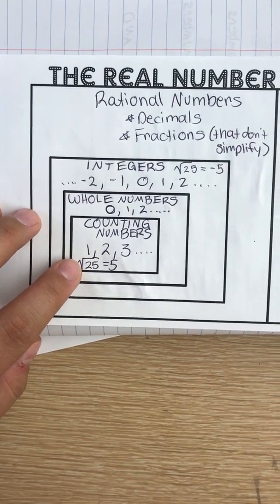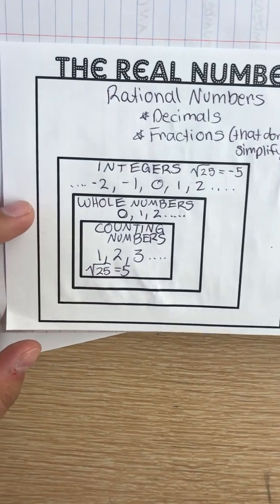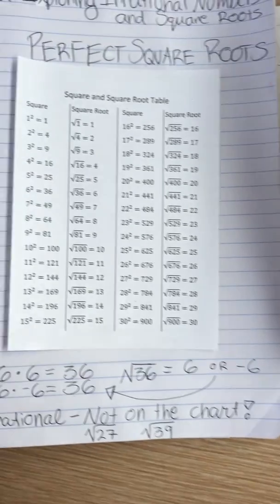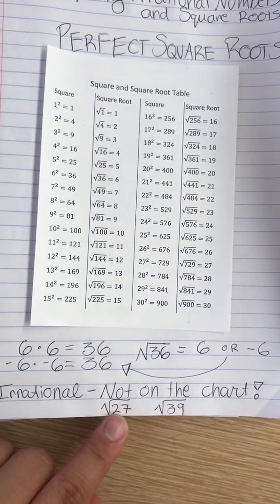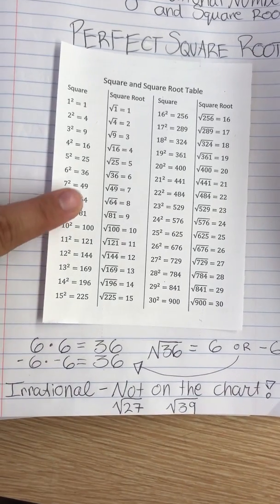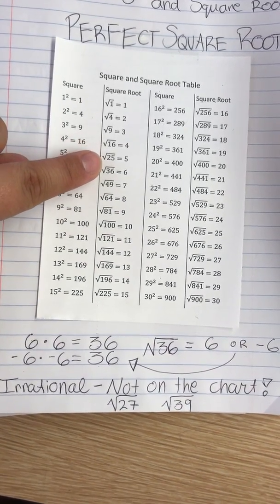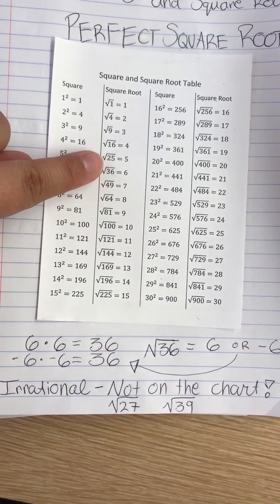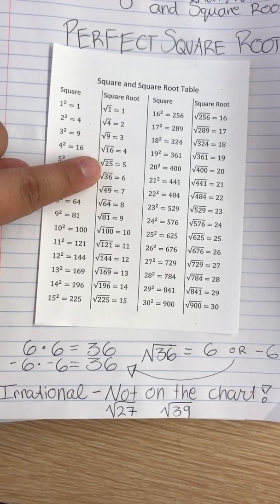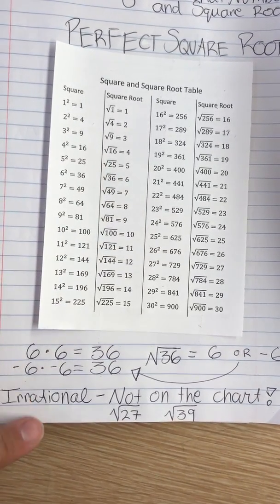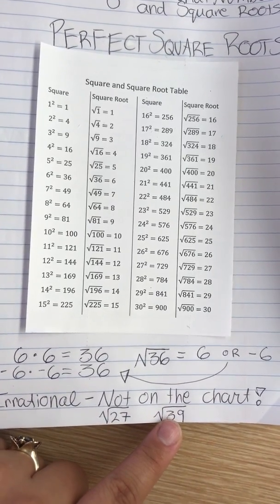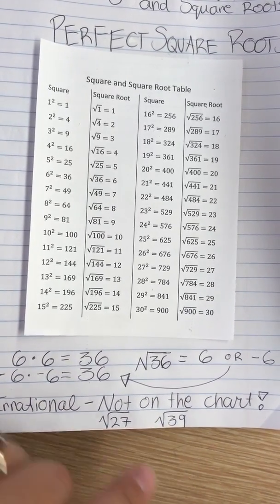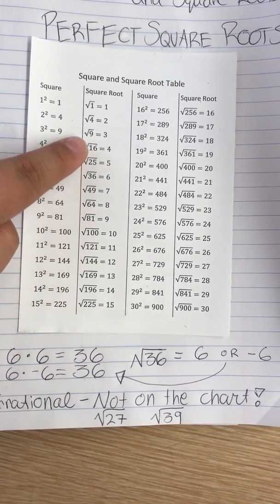But what if we come across a number that's not a perfect square root? Let's go back to this chart. Let's say, for instance, we look at the bottom, not on the chart, the square root of 27. You'll notice we have 25, but then it goes to 36. So 27 is not on this chart. That means that 27 is what we call irrational. Also, the number 39 is irrational. Even the number 11 is irrational because it's not on the chart.